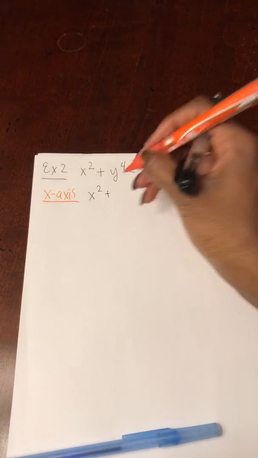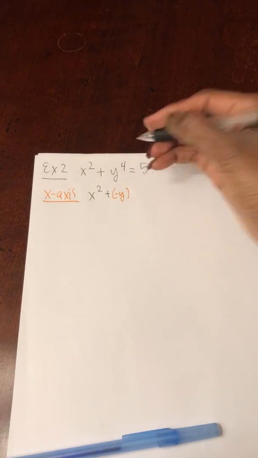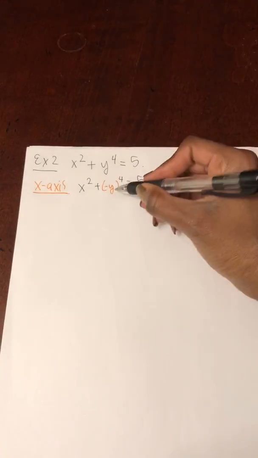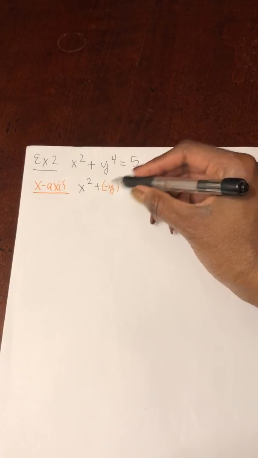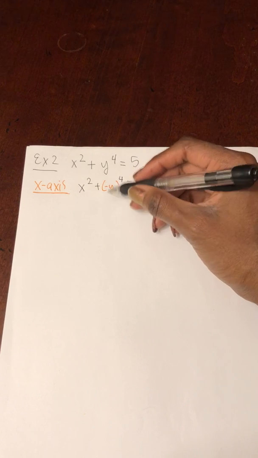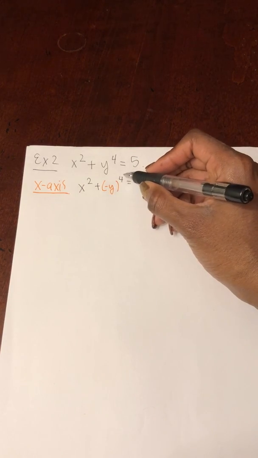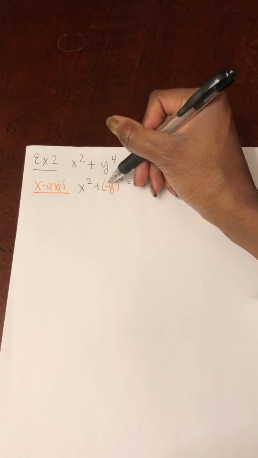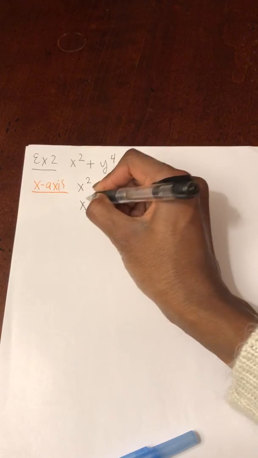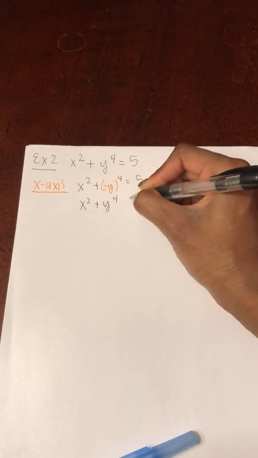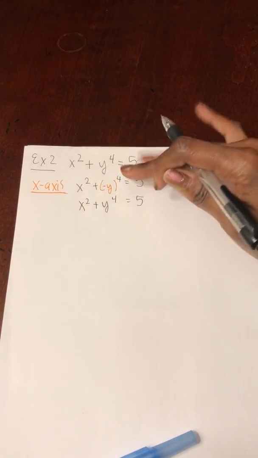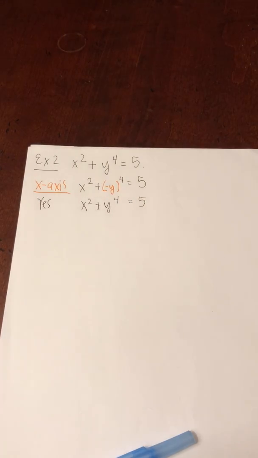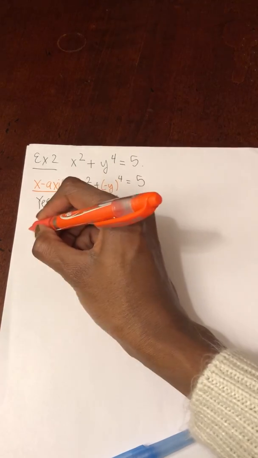Okay, so when we plug in this y, we want to write negative y to the 4th is equal to 5, okay? Now remember, whenever you have a negative raised to an even number, it's always going to come out positive, okay? So if this was to the 3rd, then it would be negative y cubed. So just remember that. So since this is even, this is going to become a positive, okay? So this will spit out as a positive y to the 4th is equal to 5. So are these two things the same? Yes, they are, okay? So this one would be symmetric with respect to the x-axis.